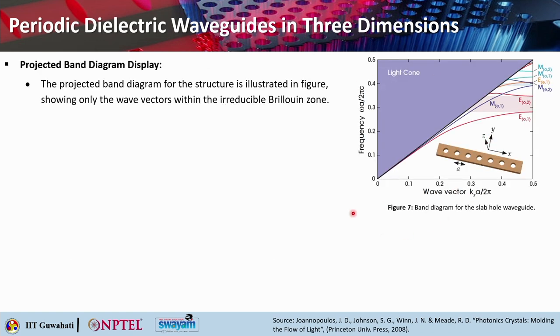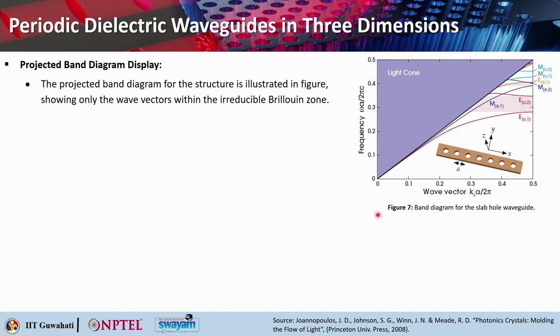So, when you calculate the band diagram for this particular waveguide, this is what you will obtain. You will see that this particular line, which has a slope of 1, marks the light line, because there is a normalized frequency and normalized wave vector. Anything above the light line is the light cone. So this is the dispersion relation or band diagram for this slab hole waveguide.